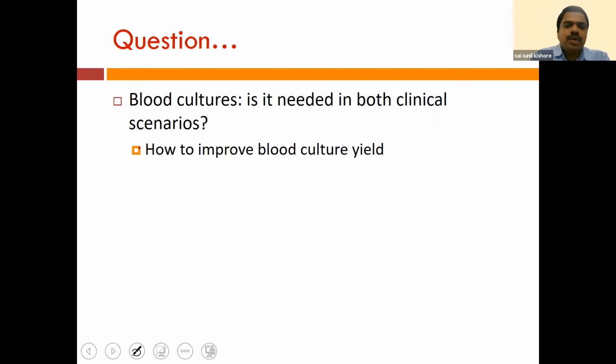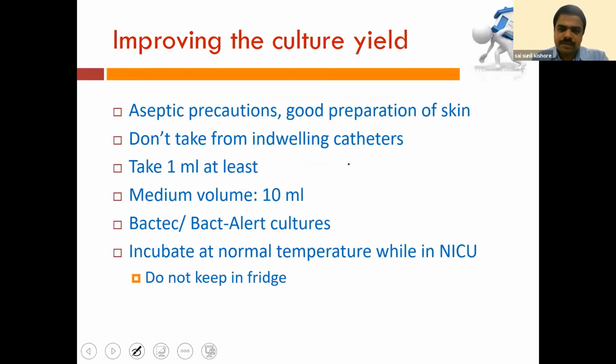So now, how to improve blood culture yield also. This is another important aspect, because often you send a blood culture and keep on waiting for the culture report for the next 48 to 72 hours, and at the end of the day it comes negative. In neonates it is said that the culture yield is only up to 30 to 40%, but this is true with conventional cultures.